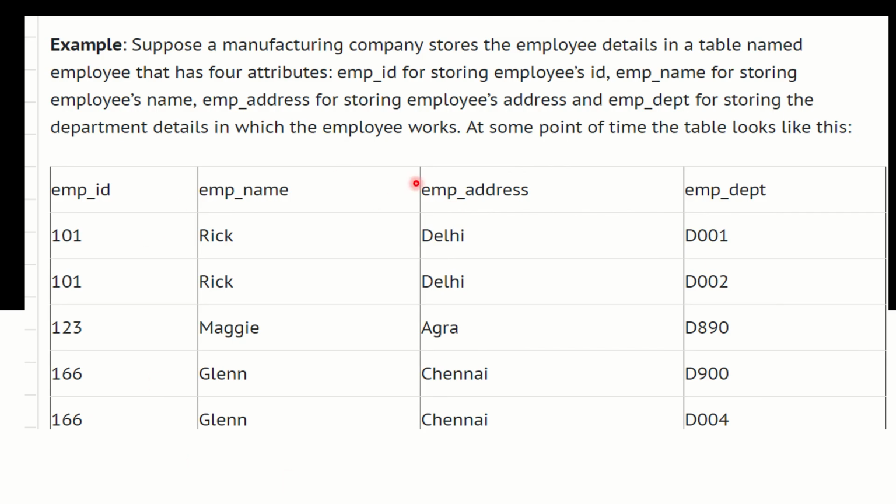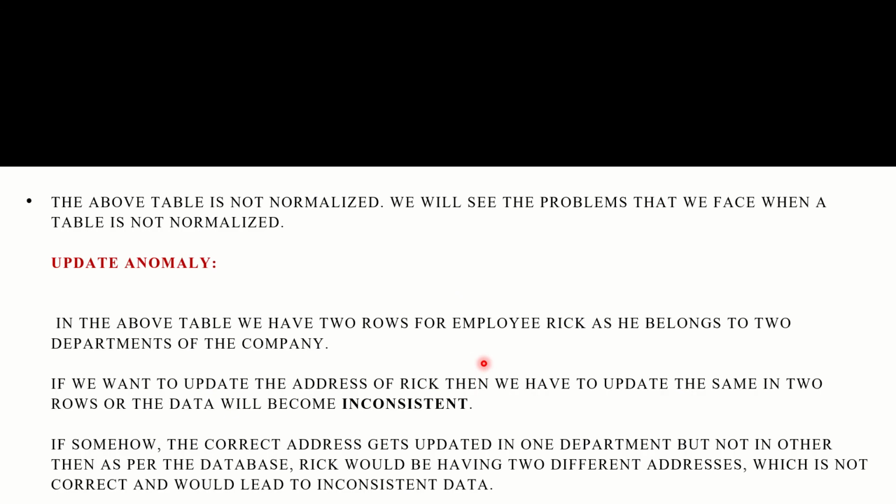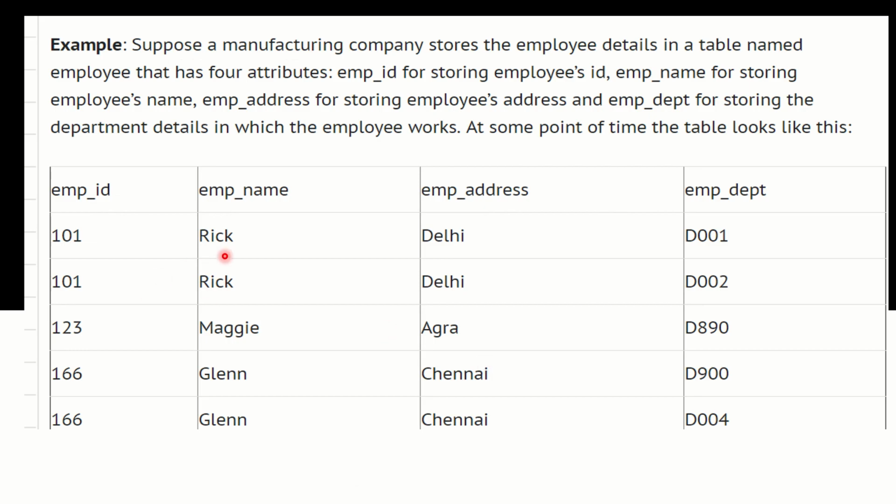In order to explain all these types of anomalies, I considered this example table in which all the information about the different employees who are working in different departments has been recorded. Suppose that this table is not a normalized table. To explain the first type of anomaly, that is the update anomaly, suppose that Rick has changed his address. Here we can see that the two rows indicate that the same person is working in two different departments. Suppose Rick has changed his address from Delhi to Mumbai.